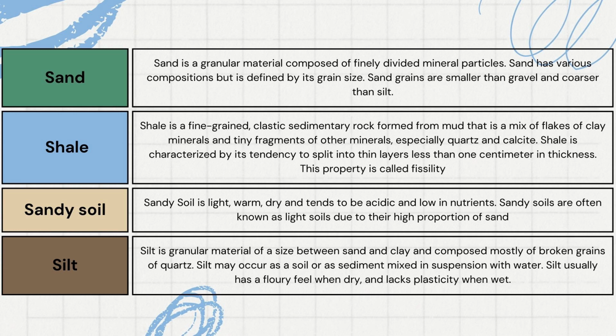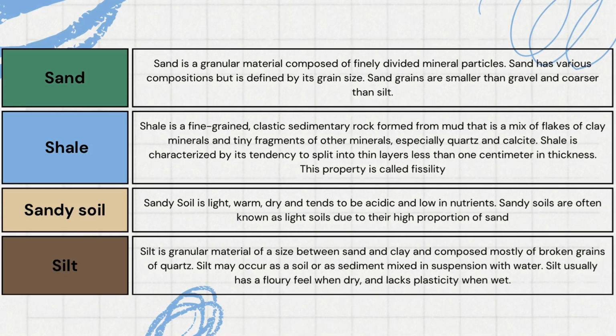Next is sandy soil. Sandy soil is light, warm, dry, and tends to be acidic and low in nutrients. Sandy soils are often known as light soils due to their high proportion of sand. So, silt. The majority of granular material called silt, which is between sand and clay in size, is made up of fractured quartz grains. Silt can exist as soil or sediment suspended in water.